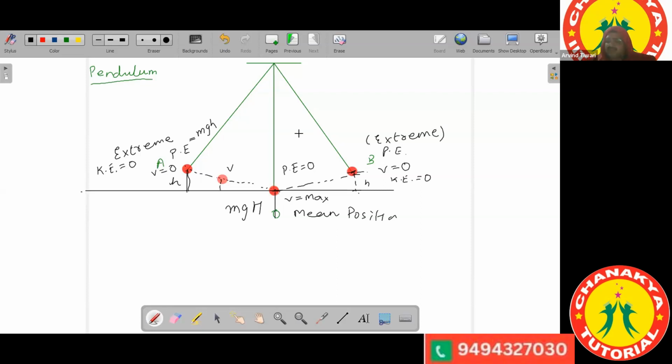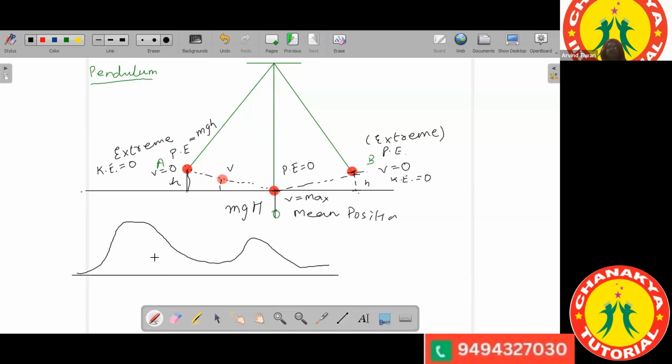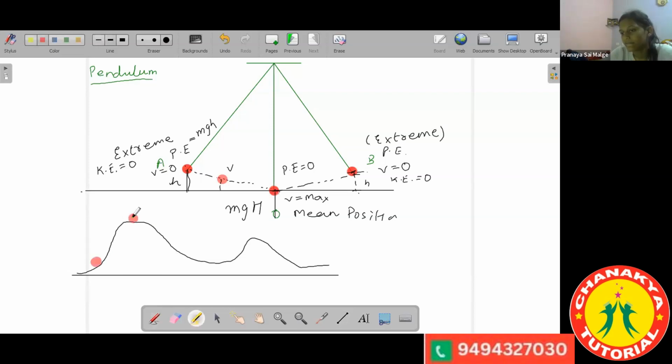Now the similar thing, can you explain about the roller coaster? A roller coaster. I hope you have seen something like this. So, can you explain? Yes, I wanted to explain that. Yeah, try it out. I'm marking it at different positions. So what can you say about these positions?